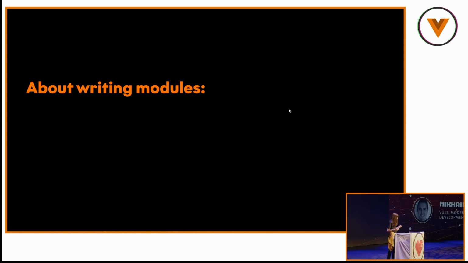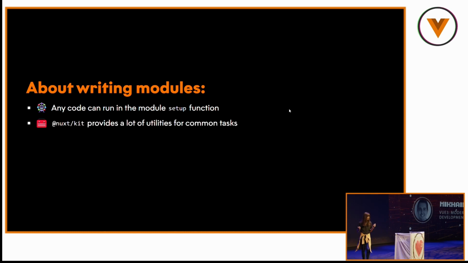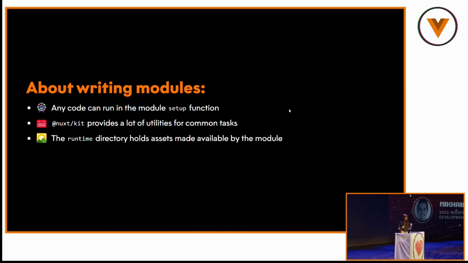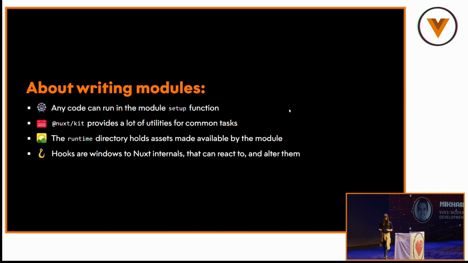So, to recap everything we learned while writing modules for now. Any code can run inside the module setup function. NuxtKit provides a lot of utilities for common tasks. Here we only showed 3 of them, but there's a ton more, so feel free to go ahead and explore NuxtKit to know everything you can do with Nuxt modules. Also, the runtime directory holds assets made available by the module to your runtime website. And hooks are windows to Nuxt internals that you can hook to, react to, or even alter.